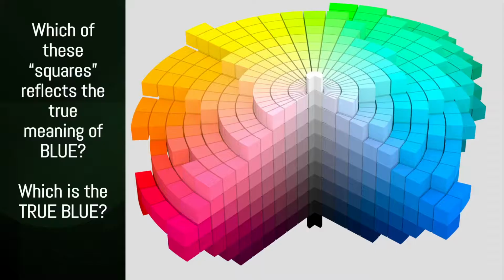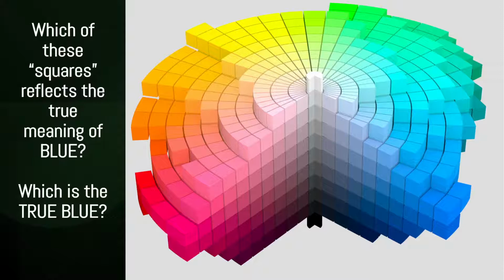What about here? Where do you exactly draw the line between one category of color and another category of another color? Is there a line where you can do this? Now, here, which of these squares reflects the true meaning of blue? Which is the true blue?